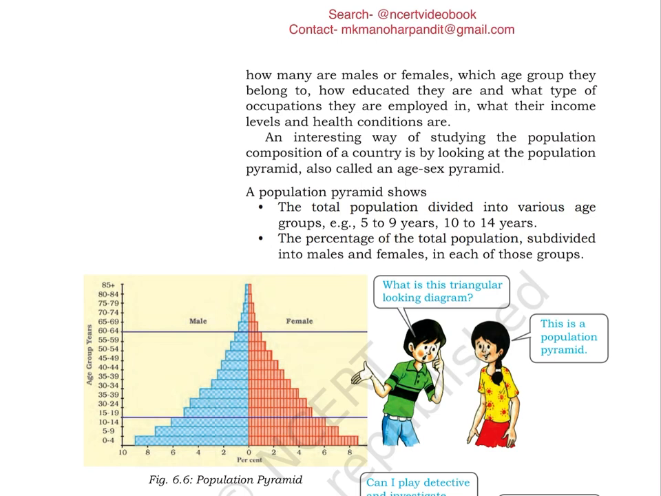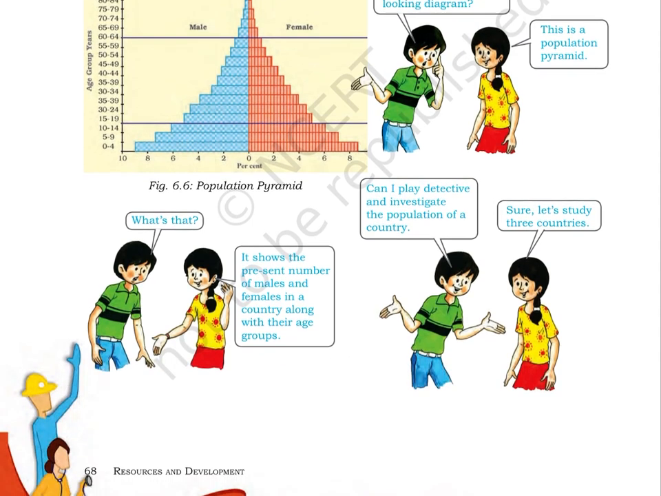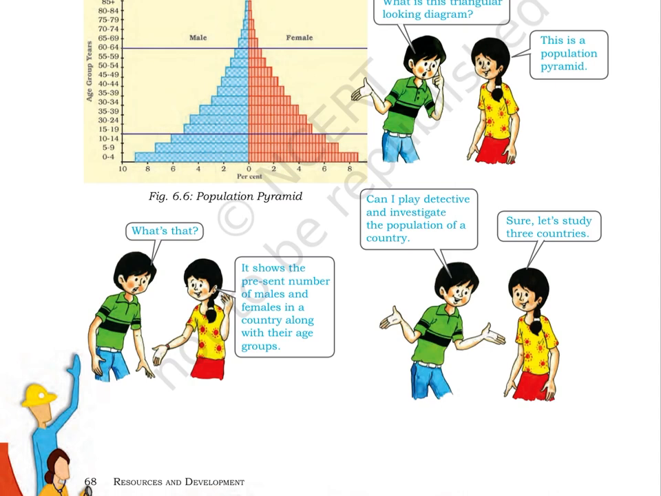There are three diagrams given on page number 68. In the first diagram, there is a boy who asks, "What is this triangular looking diagram?" The girl answers, "This is a population pyramid." Then in the second diagram, the boy asks, "What's that?" The girl answers, "It shows the percent number of males and females in a country along with their age groups." Then in the third diagram, the boy asks, "Can I play detective and investigate the population of a country?" The girl answers, "Sure, let's study 3 countries."